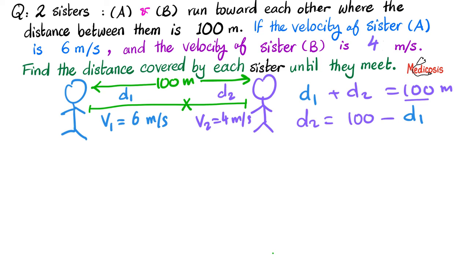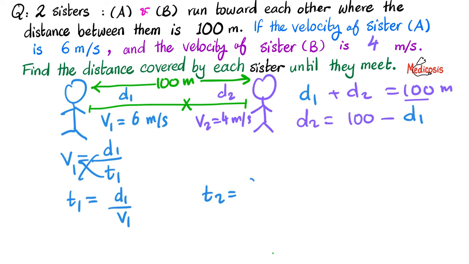And what do we know? We know that velocity equals displacement over time. For the first sister, V1 equals D1 over T1. What if I want T1 to be on one side? Let's rearrange the equation. T1 equals D1 over V1. You can do it by cross multiplication and then rearrangement. T1 is D1 over V1. How about T2? Well, it has to be D2 over V2.